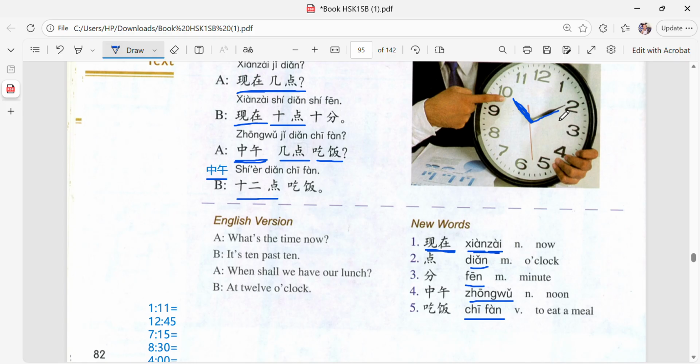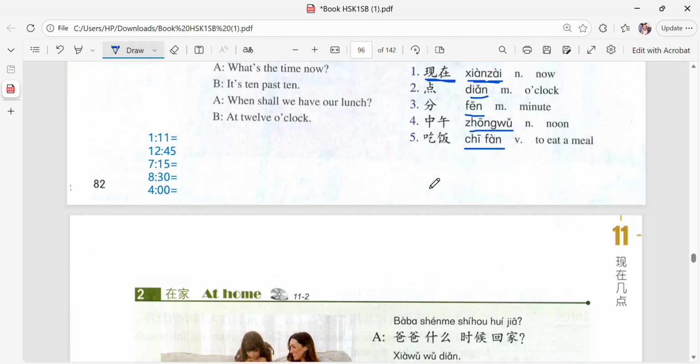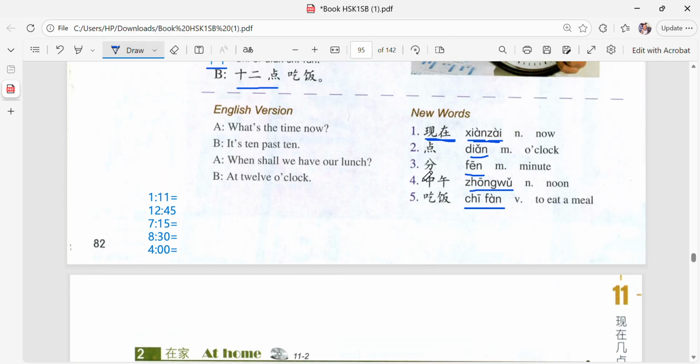You see, this clock is showing 10, and it is past how many minutes? It is past 10 minutes. Are you following, dear students? So yes, thank you. So we have fen, which is minute. Then we have Zhongwu, which means noon.